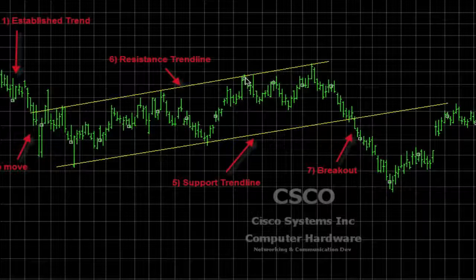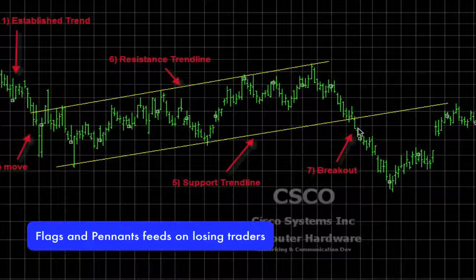But then when we close underneath this support trend line over here, it turns out that this new fake uptrend was just a consolidation, a flag to the downside. People are now losing money, and they're also feeling the emotional pain of being wrong. This adds to the selling pressure, and this is the reason why this flag pattern works. This flag pattern feeds on losing traders.